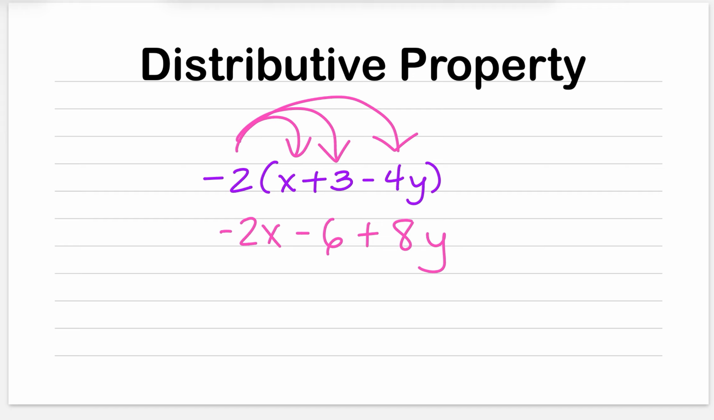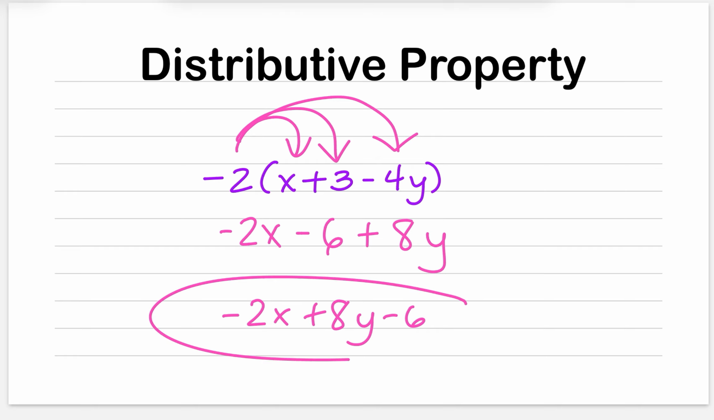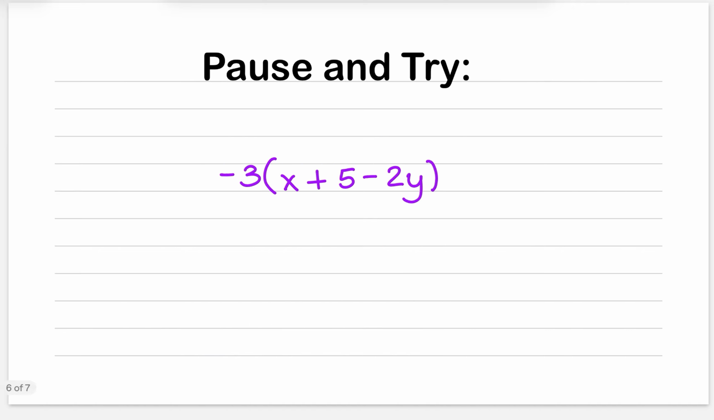If you compare each of those terms to the terms inside the parentheses, the signs are opposite from what they started out. I'm going to finish this problem by writing it in proper form. I have negative 2x plus 8y minus 6. We got the same answer using all three methods. We had the algebra tiles, we had the array method, and we had the arrow method. Now it's your turn. Please pause the video and give this one a try.